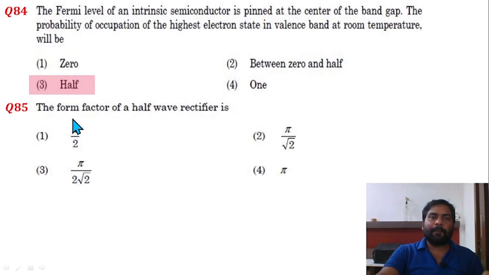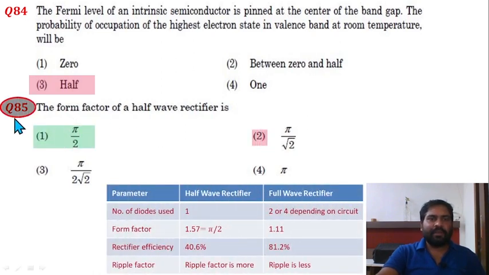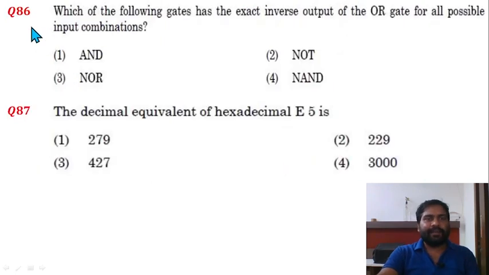Question 85. The form factor of a half wave rectifier is pi by 2. But the given answer was pi divided by square root 2. So I am putting it in the gray list. You can cross check from your side. From my side the answer should be pi by 2, and in the answer key it was given as pi divided by square root 2.